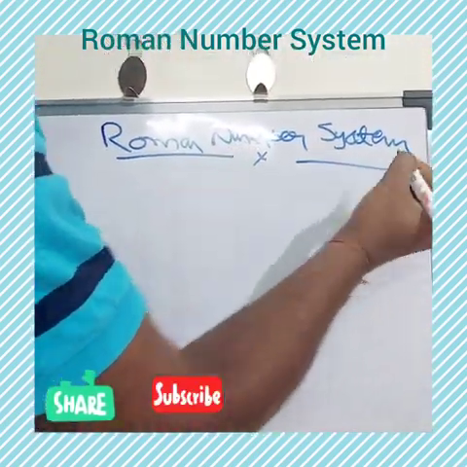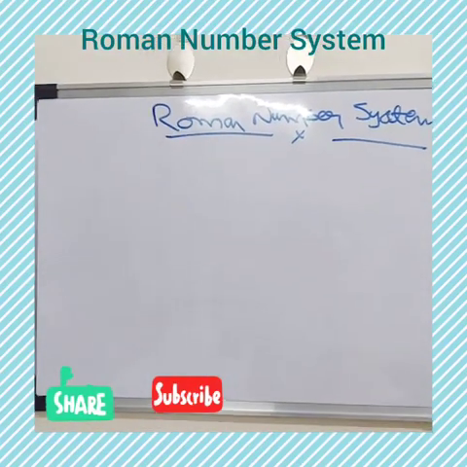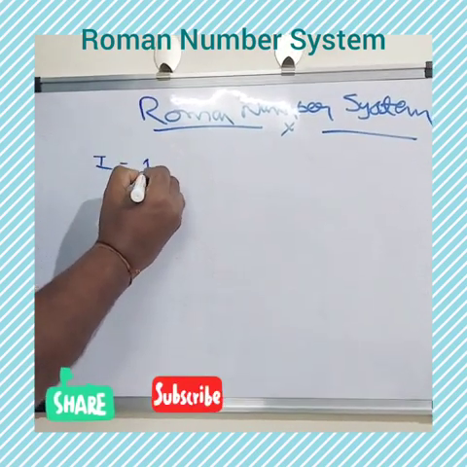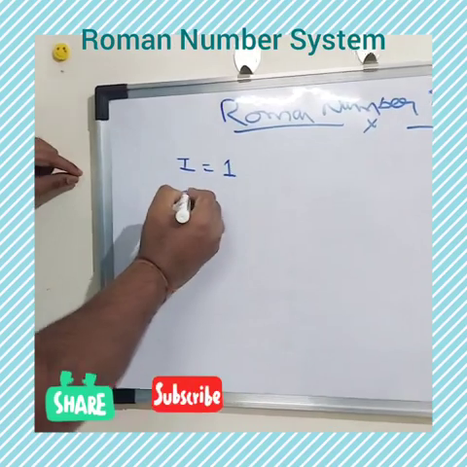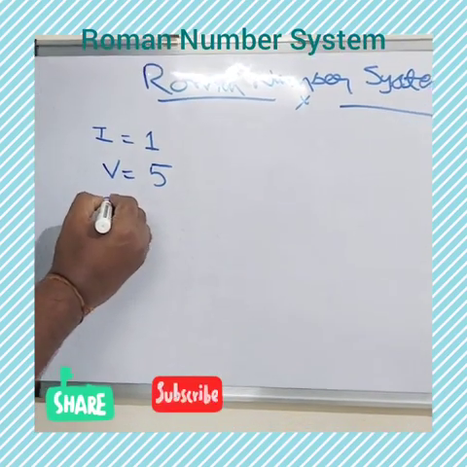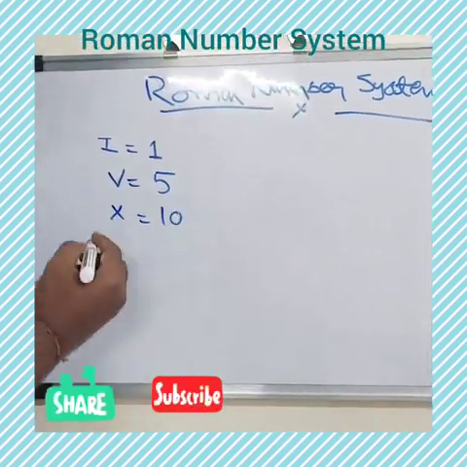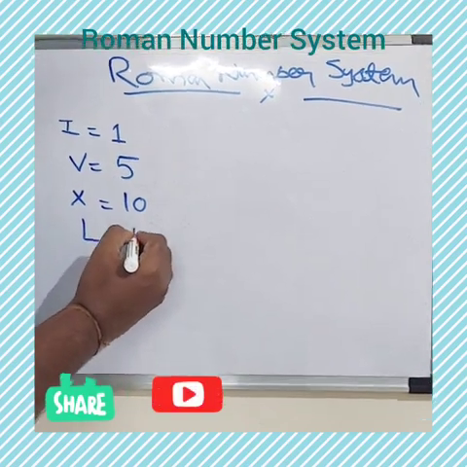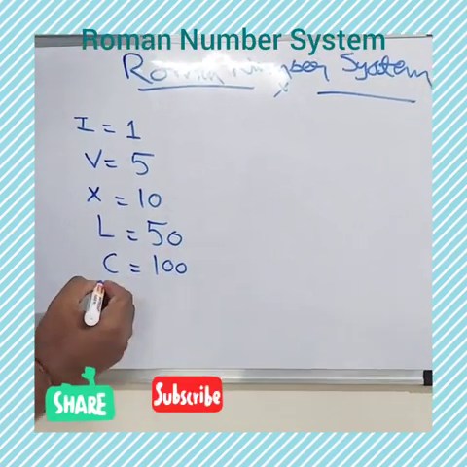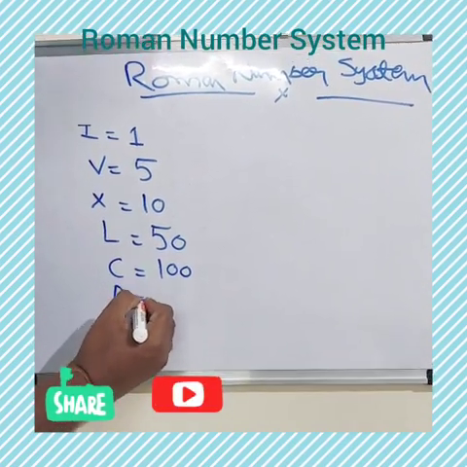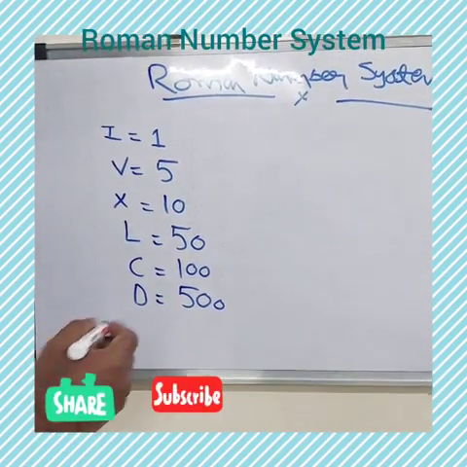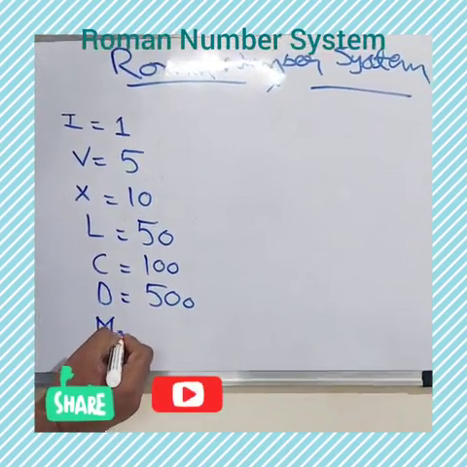In this Roman number system, first you need to know how to denote the numbers basically. So 1 is denoted as I. Similarly, V stands for 5. X stands for 10. L stands for 50. C stands for 100. D stands for 500. And M stands for 1000.